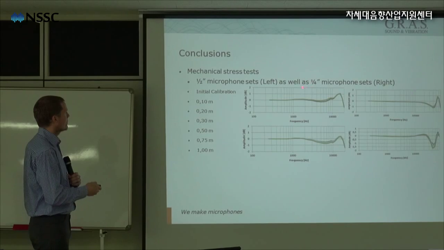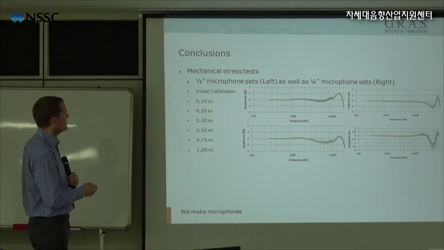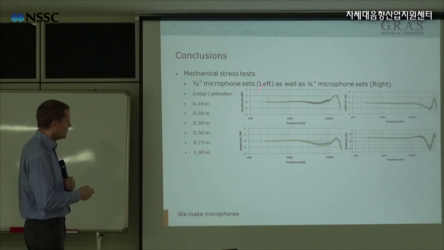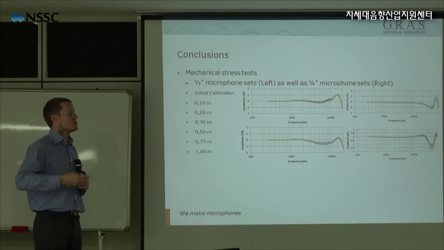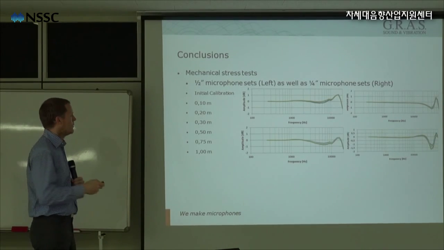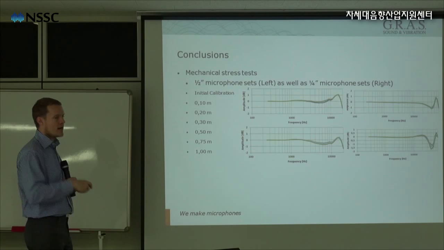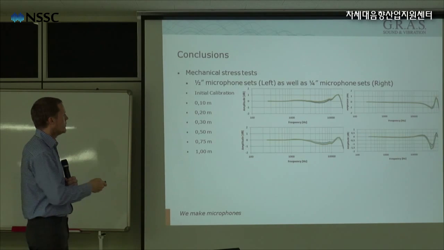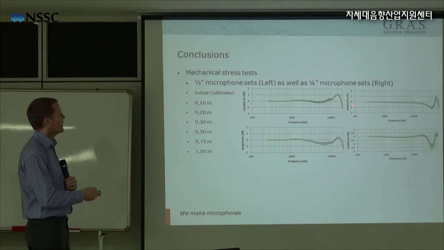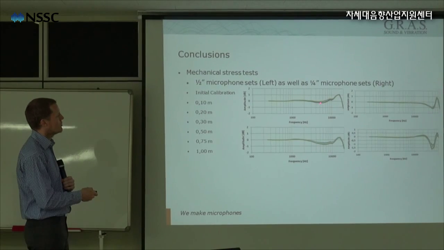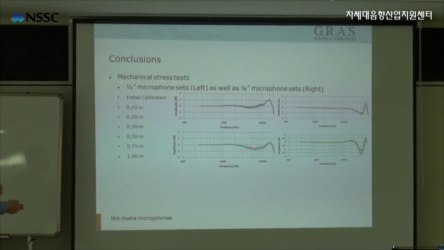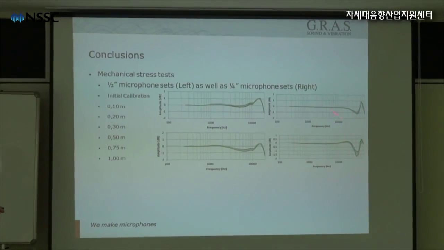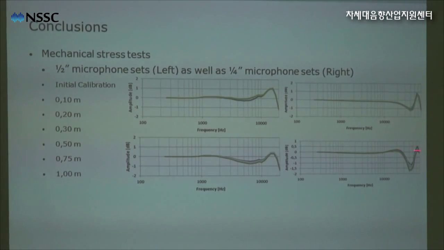The result, as you see here: this is a half-inch microphone and a quarter-inch microphone. This is half, this is quarter-inch. All the curves after the drop testing are pretty close to each other. So the conclusion is that after drop testing up to 1 meter, we still have a quite stable microphone. We see some small changes, maybe up to 0.2 or 0.3 dB in the middle section here, and the same occurs here. And it's a little bit different on the quarter-inch, where you see more difference on this side.